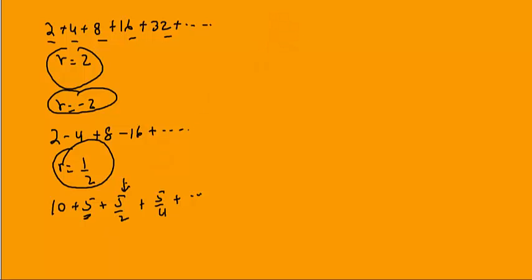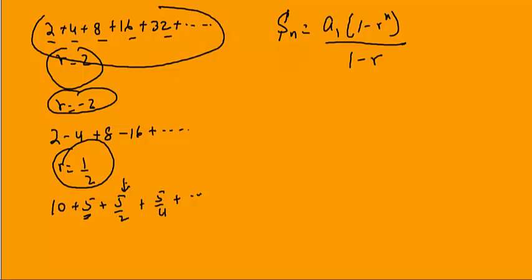Instead of proving the formula for a geometric series, I'm just going to give it to you. My formula is S sub n is equal to a sub 1 times 1 minus r to the n, all that over 1 minus r. This is the formula for a geometric series. So if we want to add a few of these up, we have to use this formula. So let's go ahead and use this formula and do a few of these problems.